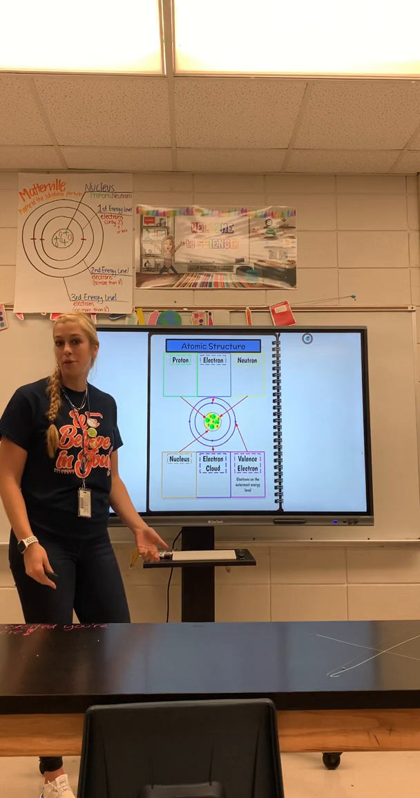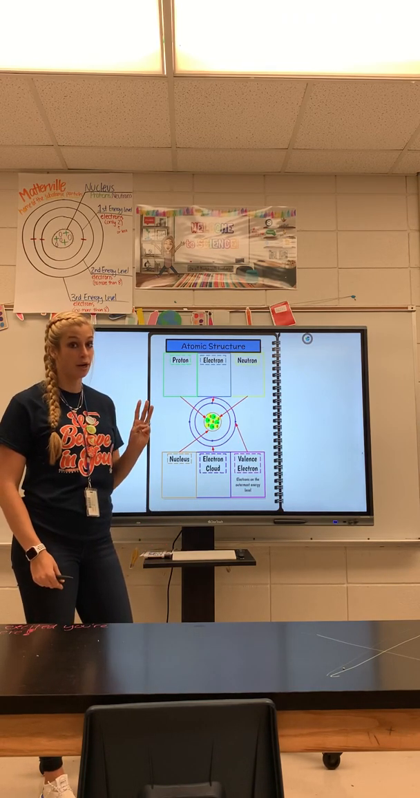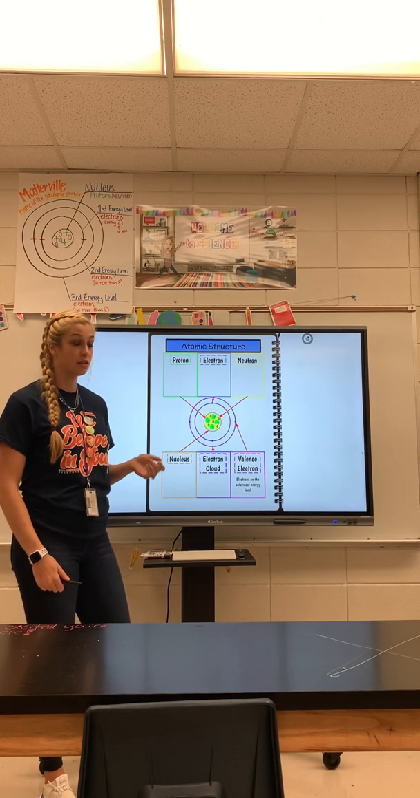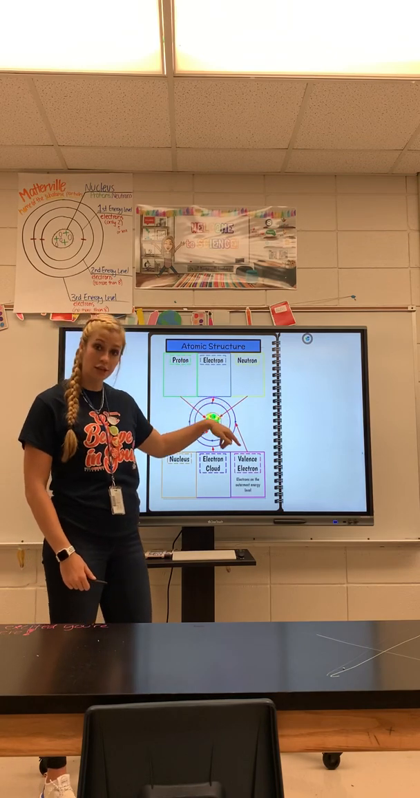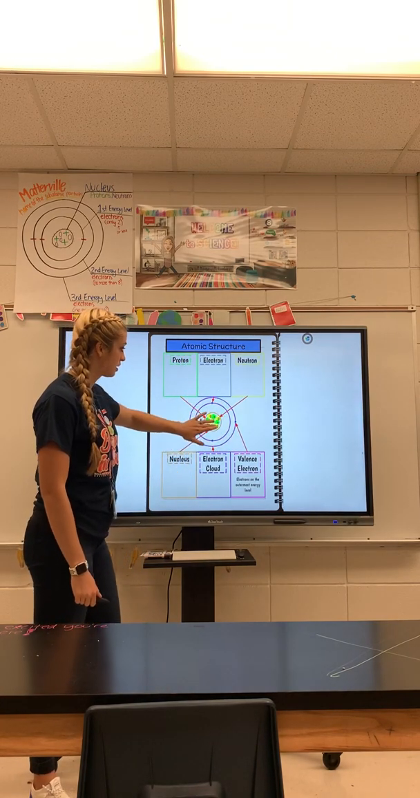Just like we have different parts that make up us, atoms have three parts. Those three parts are called the subatomic particles. Protons, neutrons, and electrons are the three parts of an atom. So let's look at those first.